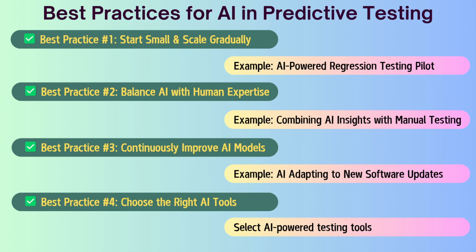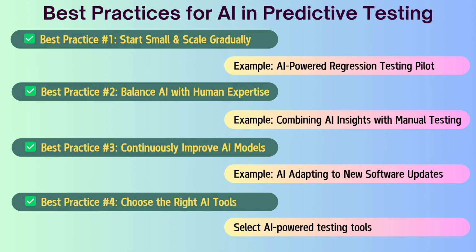Best practice 2: balance AI with human expertise. AI works best when combined with human intelligence. QA engineers should review AI predictions instead of blindly trusting them.